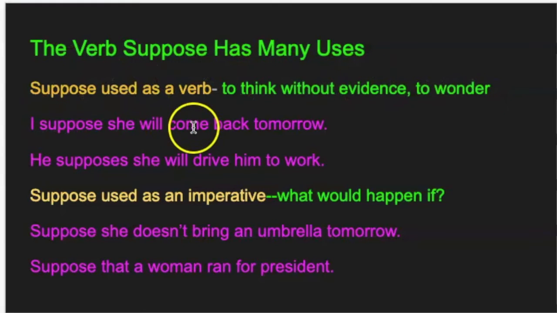So I suppose she will come back tomorrow means I think she will. He supposes she will drive him to work. He thinks so, but he's not 100% sure.